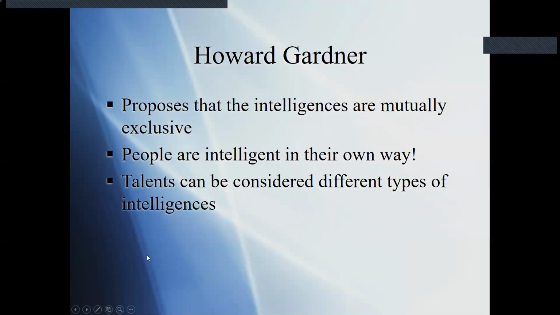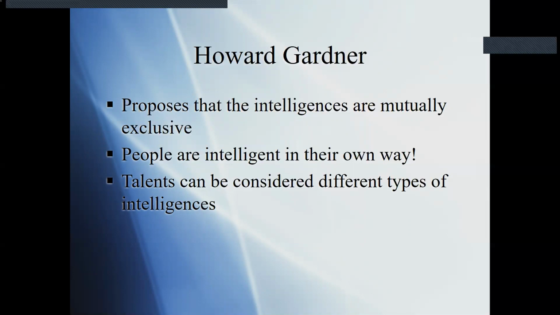All right, so more on Howard Gardner. He proposes that the intelligences are mutually exclusive, meaning that each one is an individual gift. Maybe gift's not the right word. Intelligence. People are intelligent in their own way. Talents can be considered different types of intelligences. So he actually considers your talents to be intelligences.